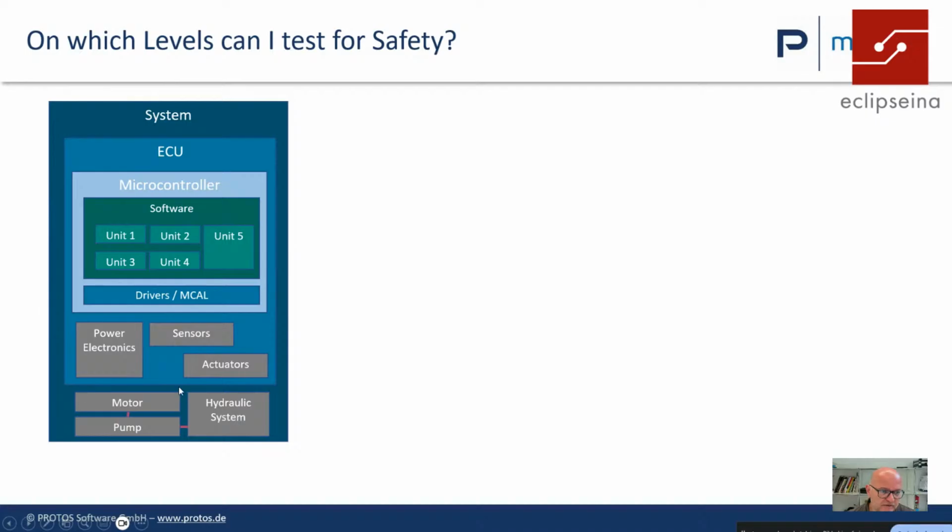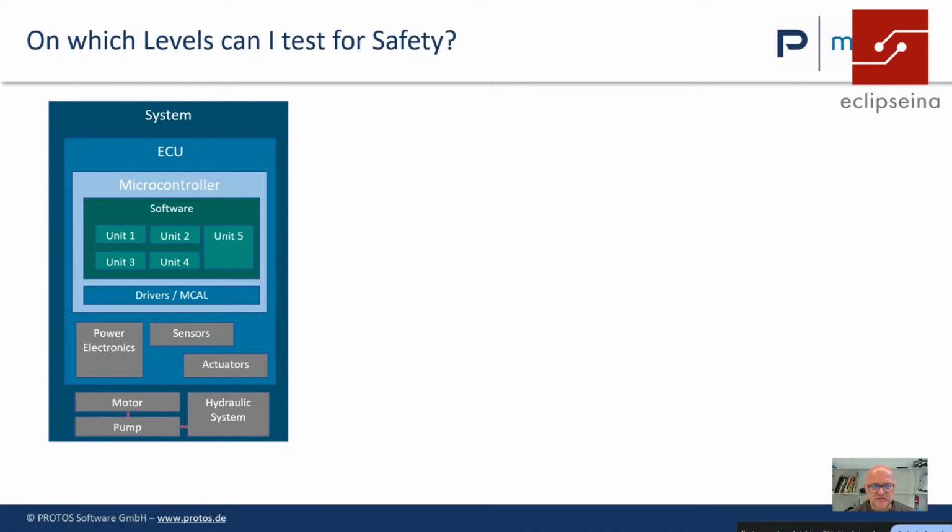So inside the system, you have the control unit, the electronic control unit, with the power electronics, with sensors, with actuators, and so on. Inside the ECU, you usually have a microcontroller or several microcontrollers with the application software and with the drivers, or in AUTOSAR, for example, in automotive, the microcontroller abstraction layer. So let's talk about drivers now. And on top of that, you have the software stack with your software units.